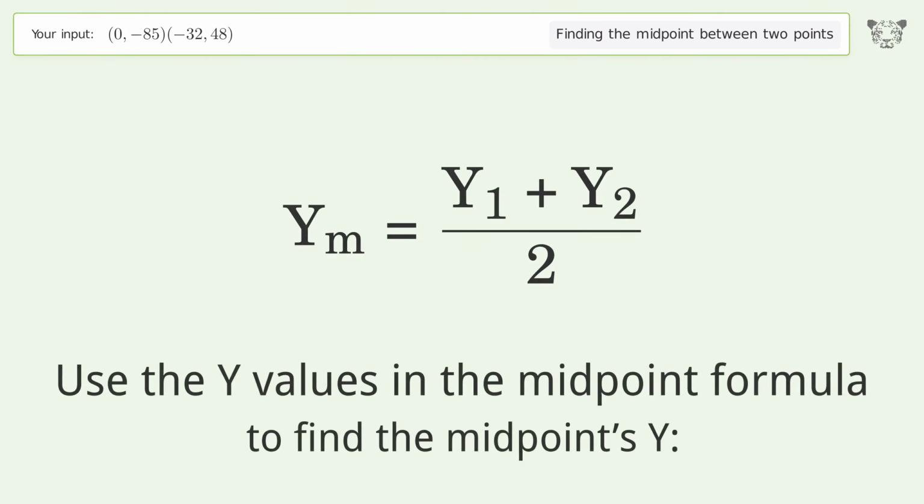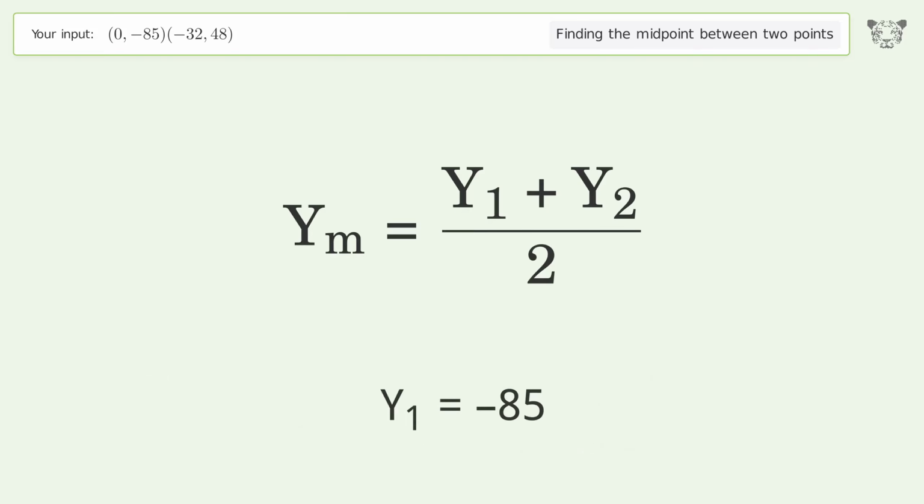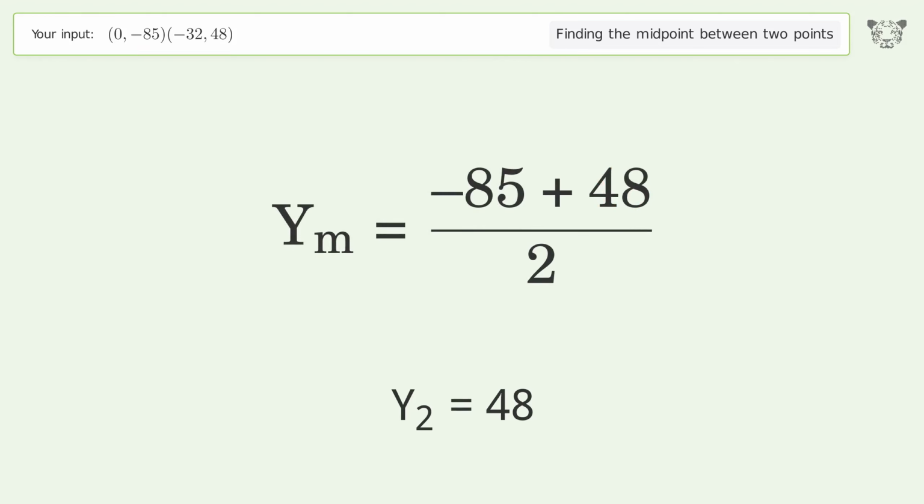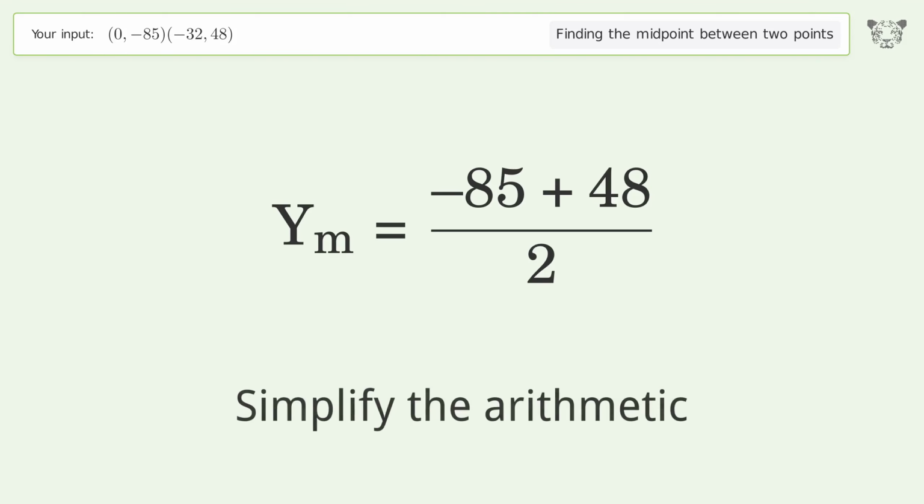Use the y values in the midpoint formula to find the midpoint's y. y1 equals -85. y2 equals 48. Simplify the arithmetic.